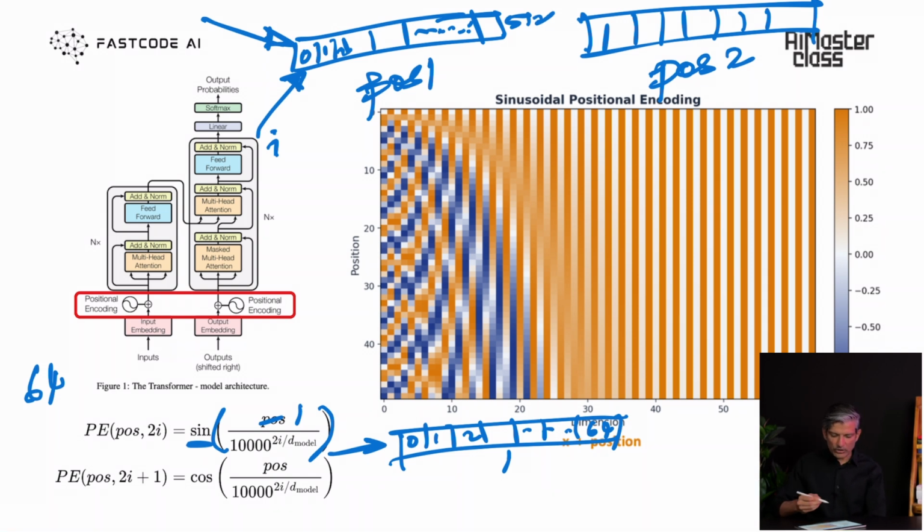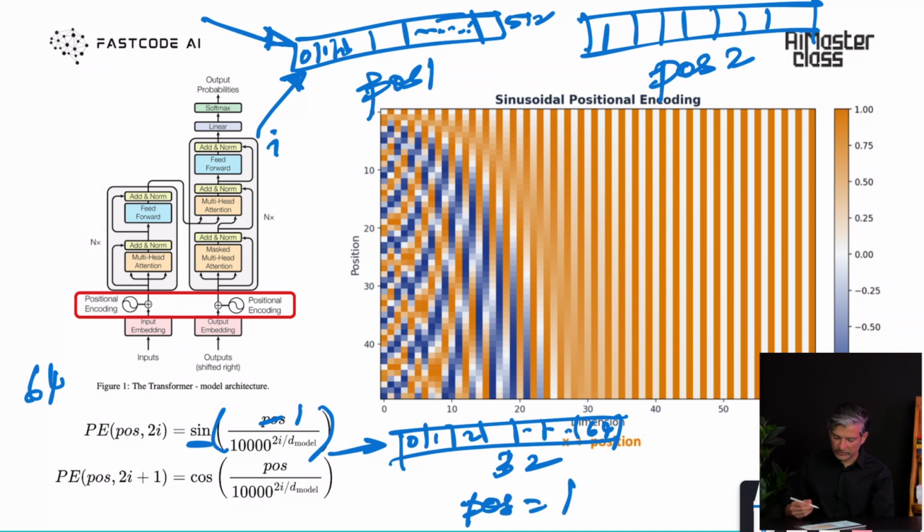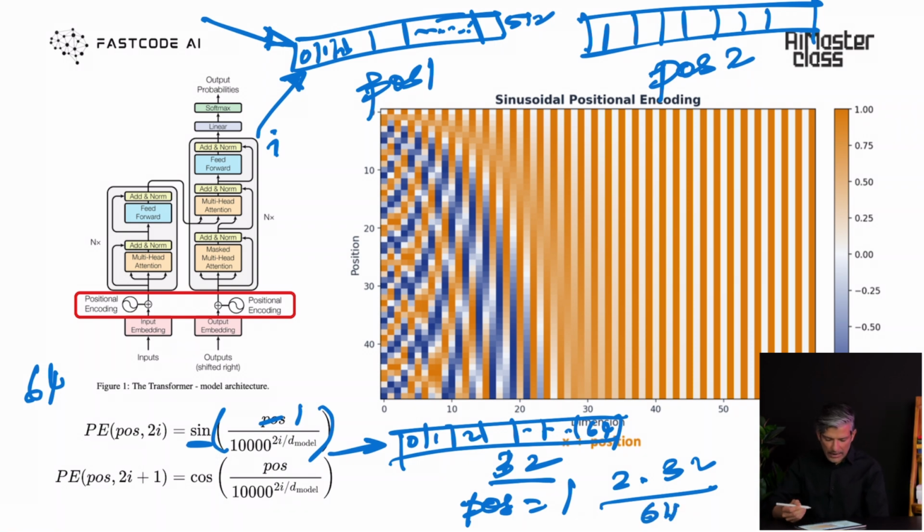And then let's go to the value 32. So it's still position 1 because this is still the first token. At 32, because it's still even, we will have 2 into 32 upon 64. So it becomes 1 upon 10,000. And then let's go further, let's say 64. Then it becomes 1 upon 10,000 square.